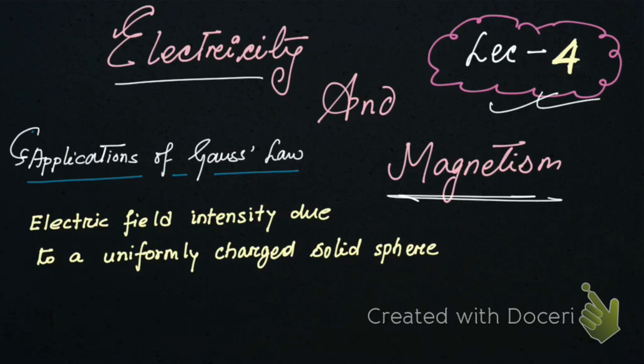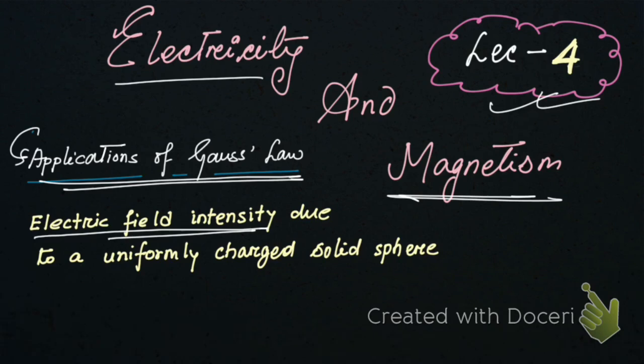So, application of Gauss law. We have already discussed how to apply this law to calculate electric field intensity due to a spherical shell in the last lecture, lecture number 3. Link is given in the description box. You may watch if you want. And now today we are going to discuss the same due to a charged solid sphere, not a spherical shell. This time we are going to consider a solid sphere instead of a hollow sphere.